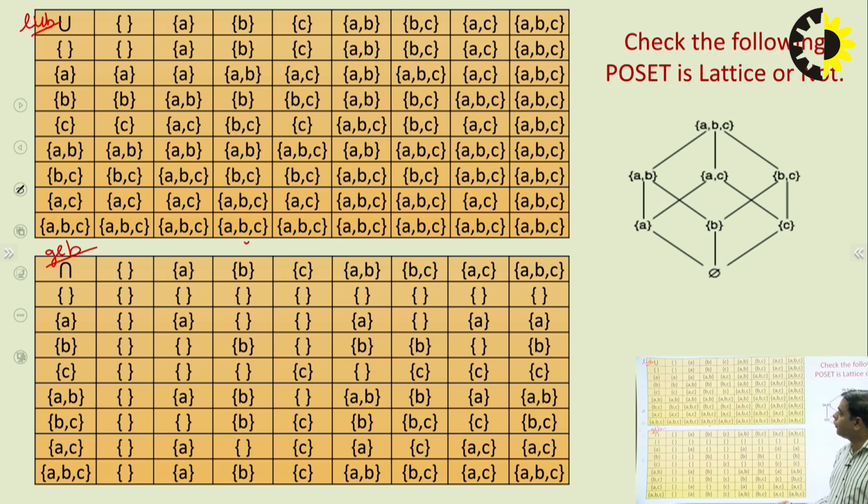And again with the help of intersection, you can take the intersection between two elements and fill all the entries of this table. From this table it is very clear that all the entries belong to this particular set. If you have filled all the entries in the table and they belong to this set, then we can say this structure will be a lattice.